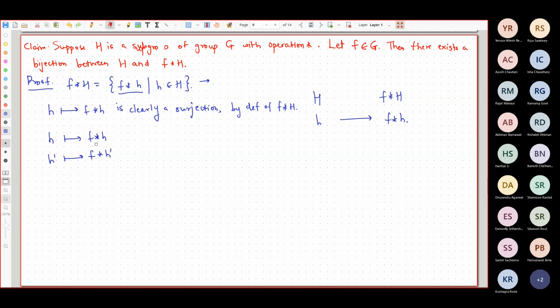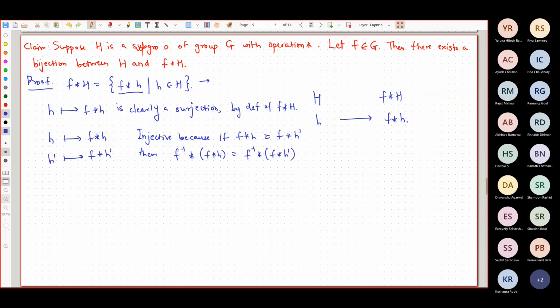Okay, so this is injective because, if F star H is equal to F star H prime, then what do you have? Left multiply, or rather operate F inverse from the left on both sides. So then what do you get? Let's be careful about it. F inverse star F star H is equal to F inverse star F star H prime, right?